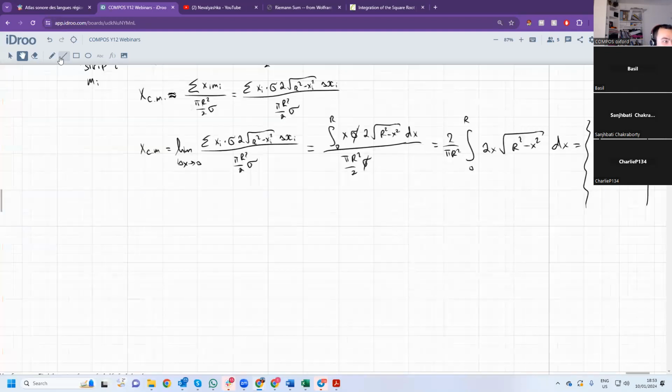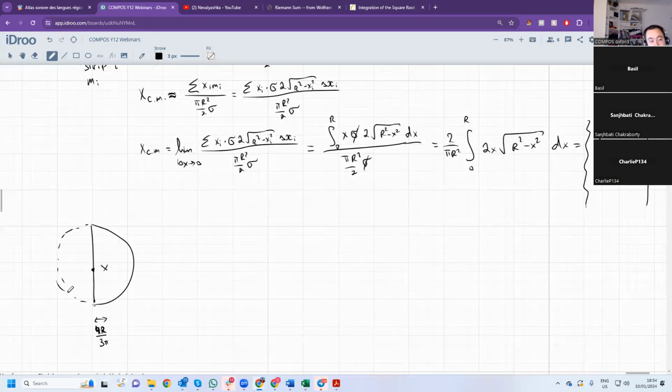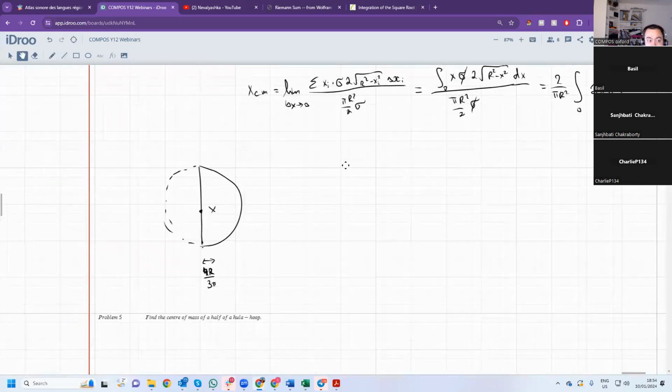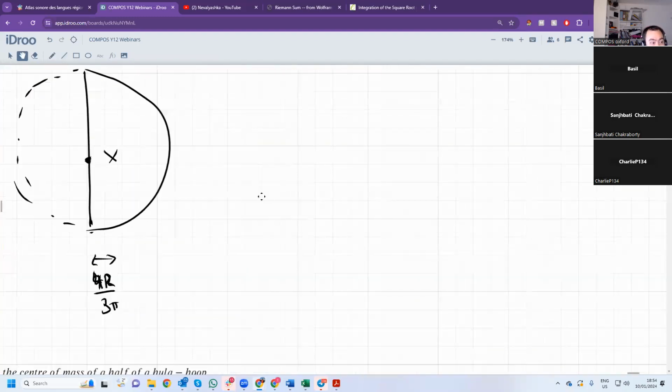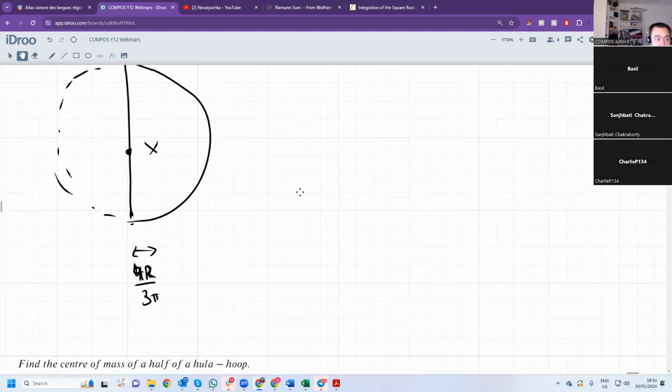So if you have a semicircle, then the center of mass is at a distance of 4r divided by 3 pi from the edge, because we measured from the center of the imaginary circle, the center of the circle. This is a very practical result. So if you take a semicircular disk, you know where you can balance it.